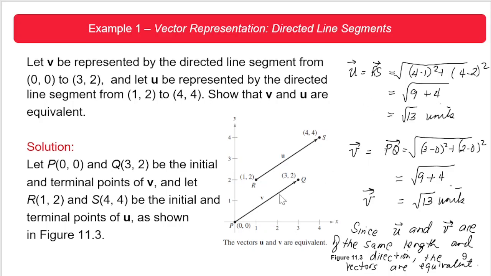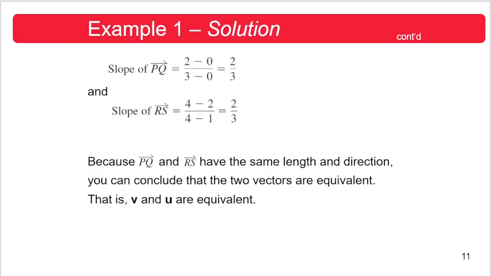Okay, for vector v, we use the same formula. This is equal to the square root of (x sub 2 minus x sub 1), which is (3 minus 0) quantity squared, plus (y2 minus y1), or (2 minus 0) quantity squared. But 3 minus 0 is 3, and 3 squared is 9. 2 minus 0 is 2, and 2 squared is 4. And 9 plus 4 is 13, so we have the square root of 13 units as the length of vector v, same as the length of vector u.